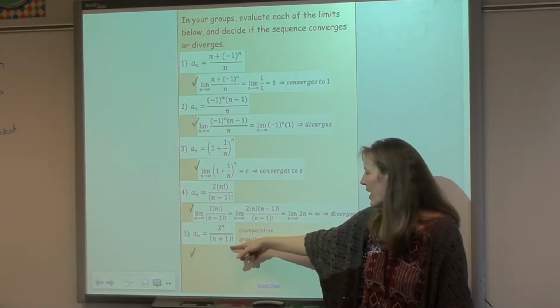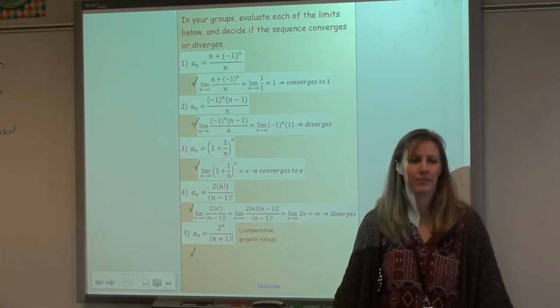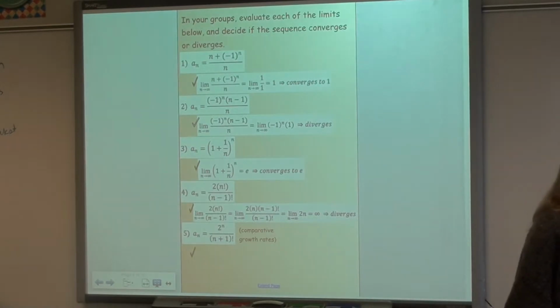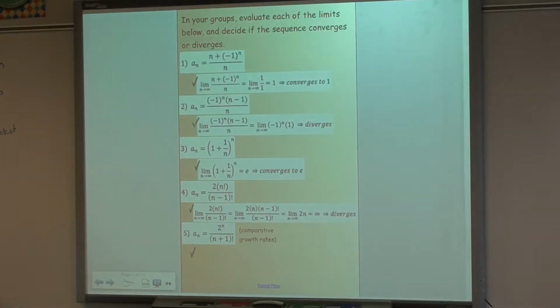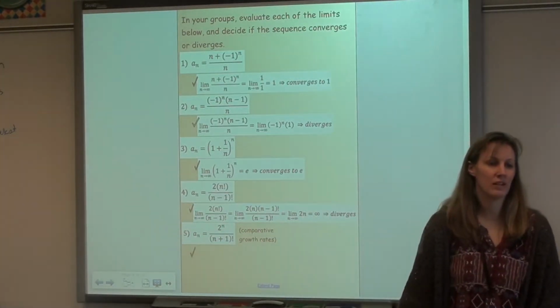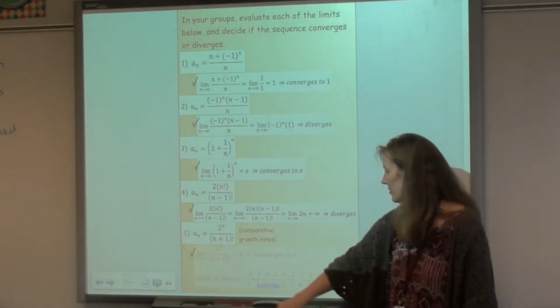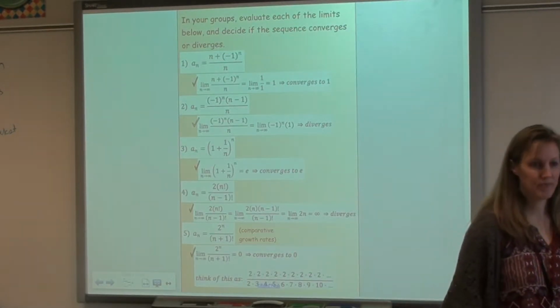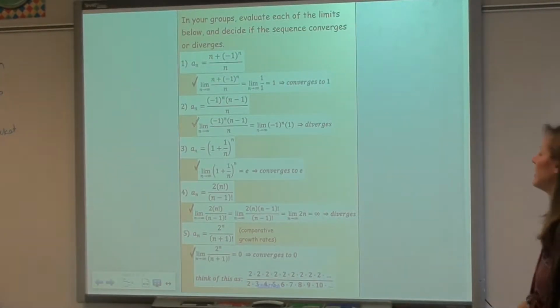Which one grows faster, the top or the bottom? Bottom. How do you know? What type of function is it? It's factorial. It's a factorial, right? And factorials always win. So the bottom grows faster. What does the whole function approach as n approaches infinity? 0. It approaches 0. Done. Very good. All right, good.